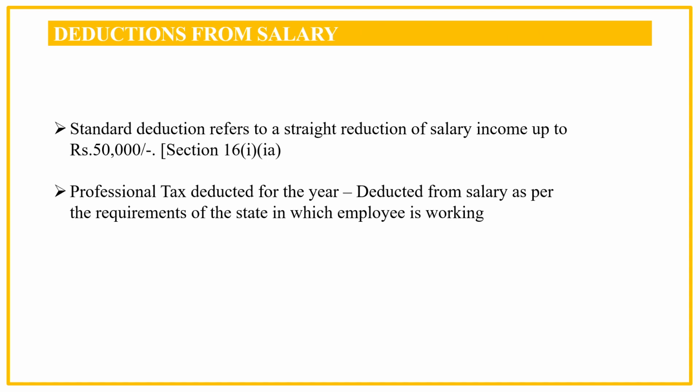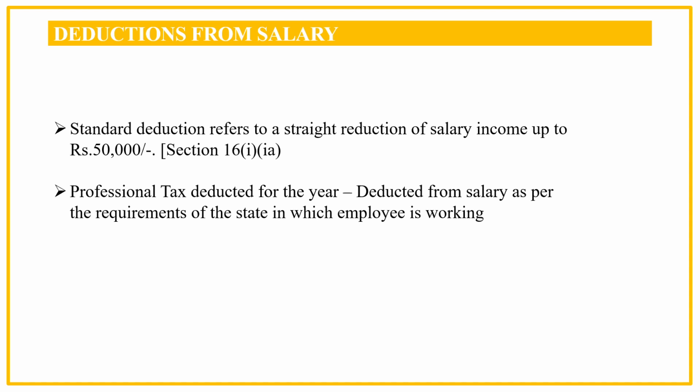Now we are going to see the deductions from salary. So after allowing all these exemptions, there will be the balance taxable salary. From that, the standard deduction of 50,000 is directly deducted from that salary.